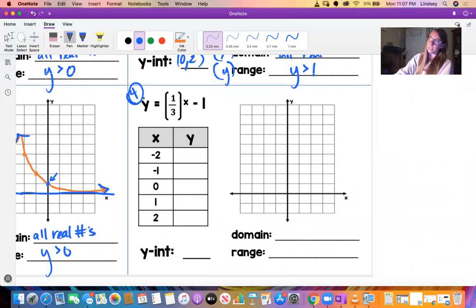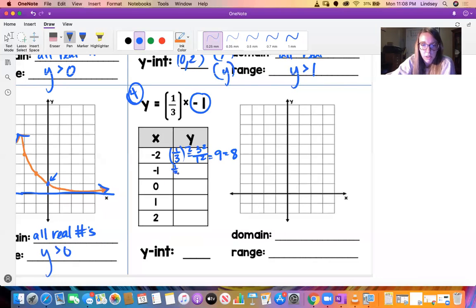Okay, just because it has a fraction and this -1 over here does not mean that it's going to be more difficult. Okay, we still got it. All right, so I have 1/3 to the -2 power, and we're going to subtract 1. So that's 1/3 to the -2. We need to distribute it, so that's going to be 3 squared over 1 squared, which is going to equal 9. And then we have to -1, so that's going to equal 8.